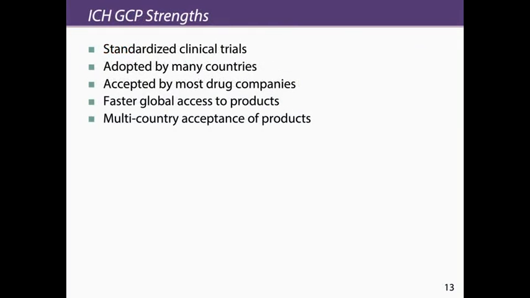The ICH-GCP guidelines have several advantages. Through standardizing clinical trials, it makes them more efficient. They also have been adopted by many countries and drug companies. And as I mentioned, ICH-GCP guidelines have been adopted by the FDA and are used by many U.S. and international sponsors as the minimum standard for their clinical trial conduct. This allows for multi-country acceptance of products and faster global access to products across countries. For example, a clinical trial for an avian flu vaccine conducted in Japan would be acceptable in the EU as long as it followed good clinical practice.